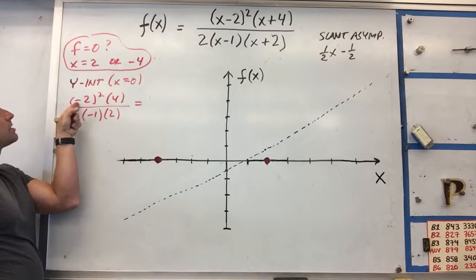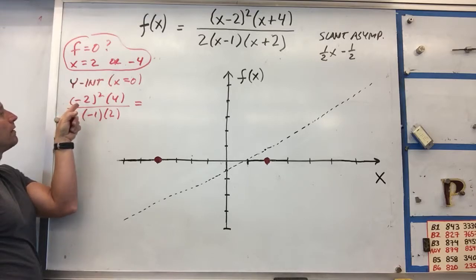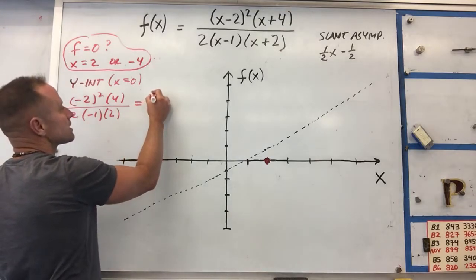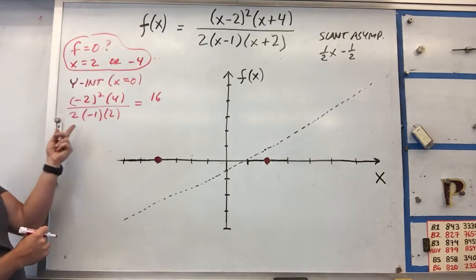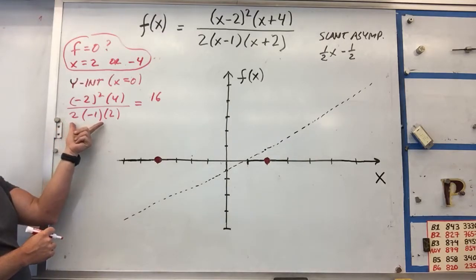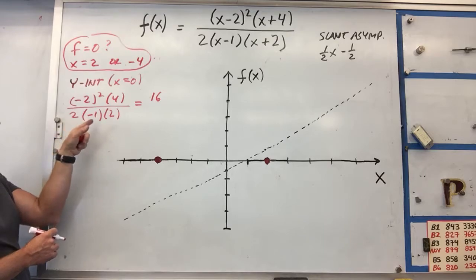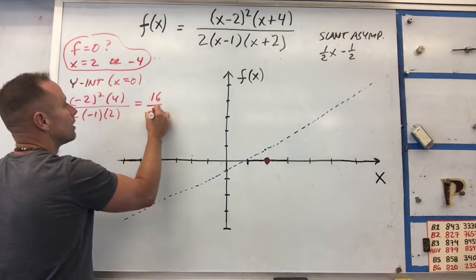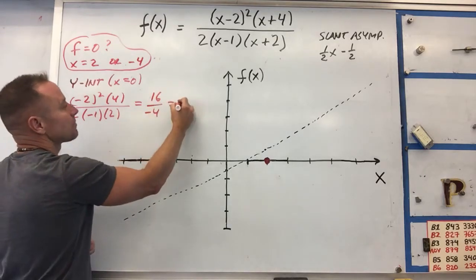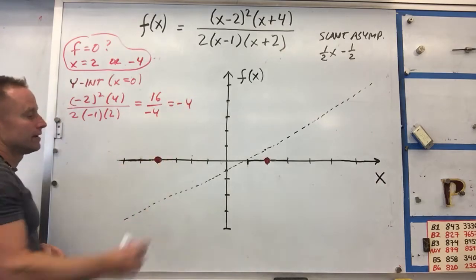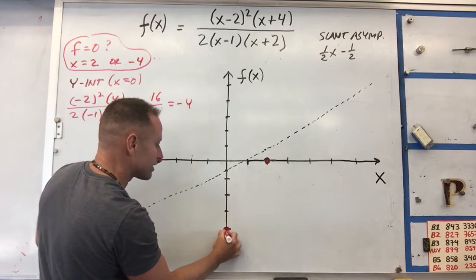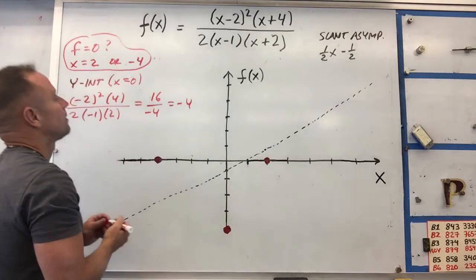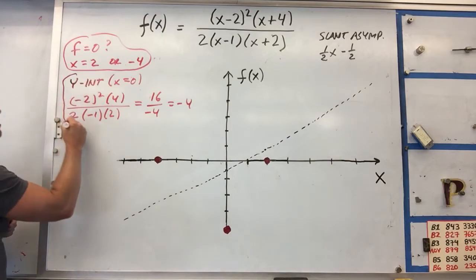And so that's going to be equal to, what do we got? Minus 2 times minus 2 will give you plus 4, and then 4 times 4 will give you 16. And in the denominator here, we've got negative 4. So what that means is your y-intercept apparently is negative 4. And so let's go down there and do that. 1, 2, 3, 4. Oh, it's down here. Okay, so there's our y-intercept. So there's that little bit of info.